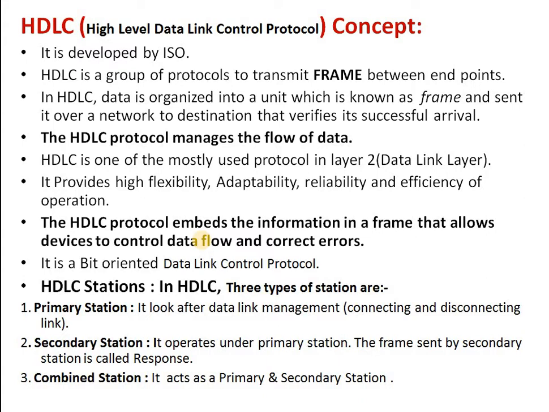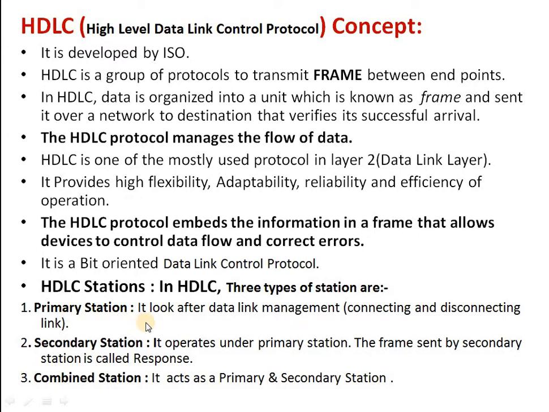The next important point in HDLC is that there are three types of stations in the HDLC. This is the most important thing: how many types of stations occur in the HDLC. In this we will describe that there are three types of station. First one is the primary station, second is the secondary station, and third is the combined station. So now let's see the primary station.